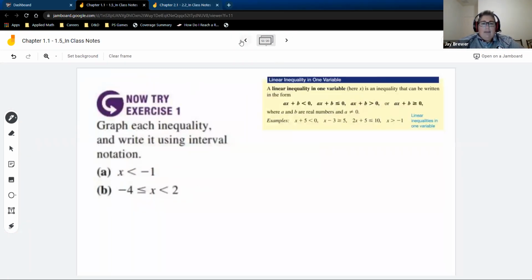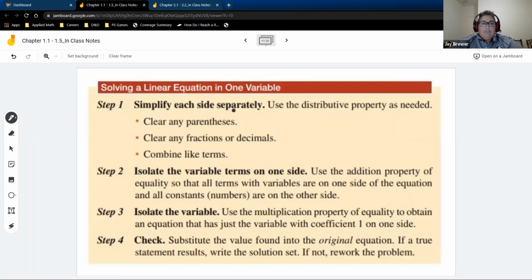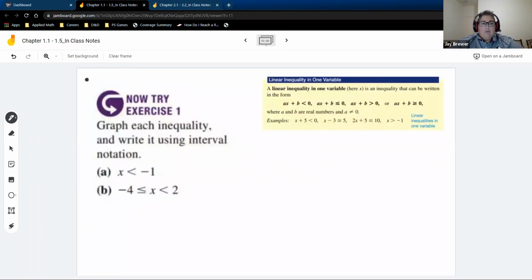So that is the end. This is the end of section 1.1, which I believe is titled Solving Linear Equations in One Variable. If you are someone who likes to do titles for your notes, this is where section 1.5 starts, and it is solving linear inequalities in one variable.